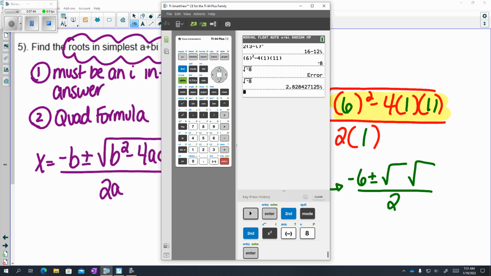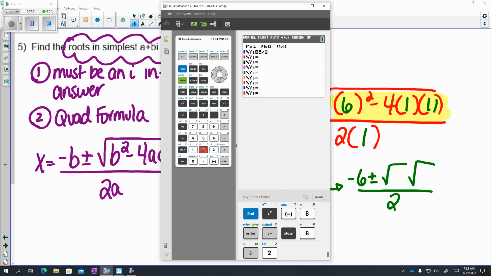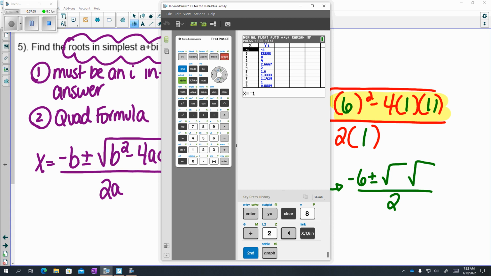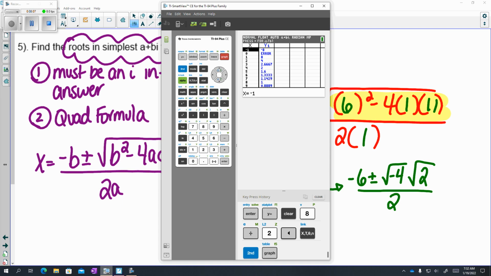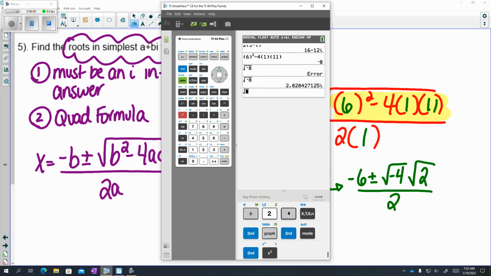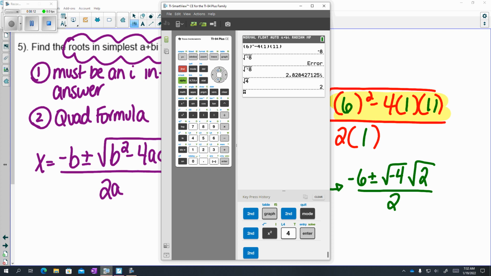So I need to break that 8 into 2 pieces. If you need to, you can go to the y equals part of your calculator, type in 8 divided by x, go to your table. My options are 1 and 8 or 2 and 4. So I have a 4 and a 2. I like to make my perfect square the negative because now when I go to the home screen of my calculator again, not only can I square root 4, but I can square root negative 4 to get 2i.